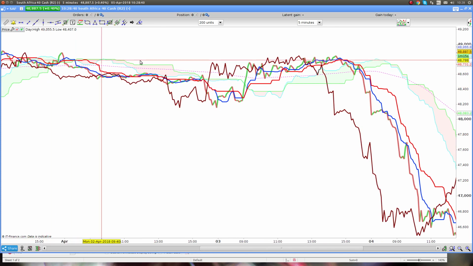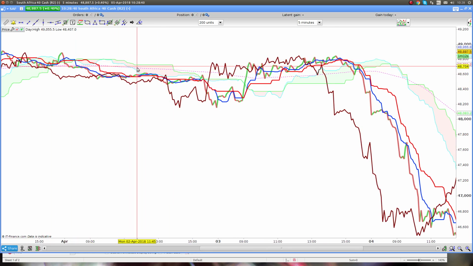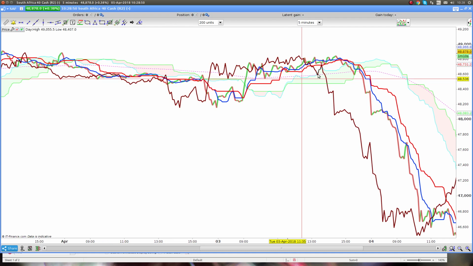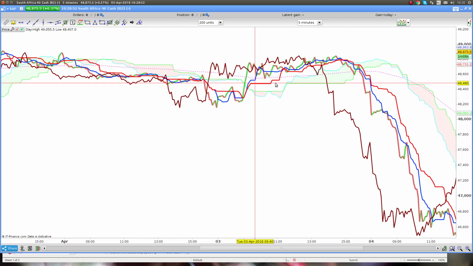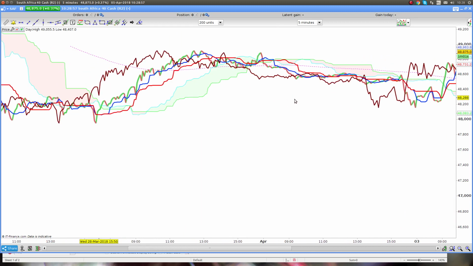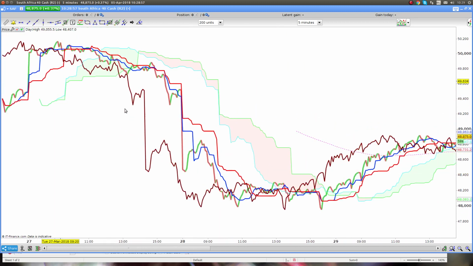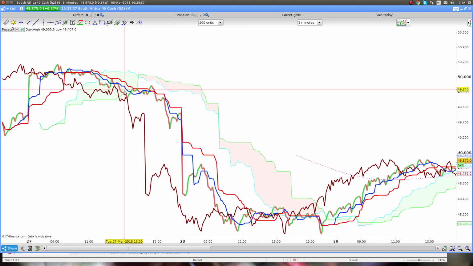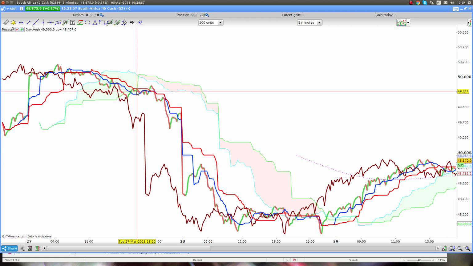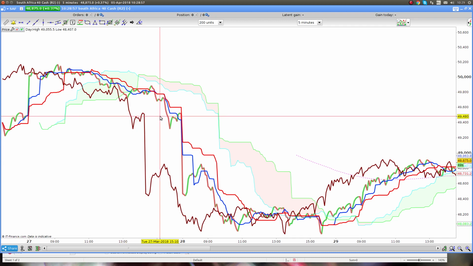When we are in the cloud, so when price is hovering in the cloud, like it did during this period here, there is no direction. So everything is neutral, price isn't going anywhere. When price breaks below the cloud, like it did here, normally that indicates that we have some bearish action coming. But there are three other things that you're looking for to confirm the bearish action.